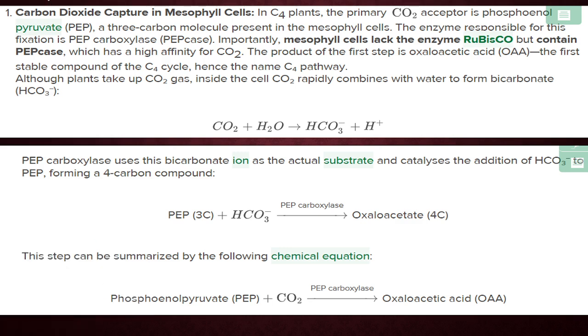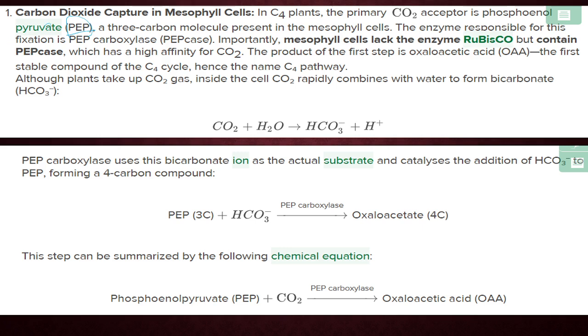First one is carbon dioxide capture in mesophyll cell. First, we have to fix the carbon dioxide in mesophyll cell in C4 plants. The primary CO2 acceptor is phosphoenol pyruvate, a 3-carbon molecule present in mesophyll cell.